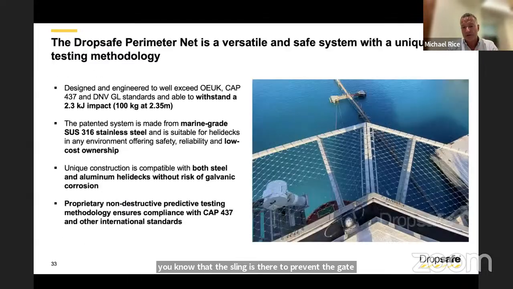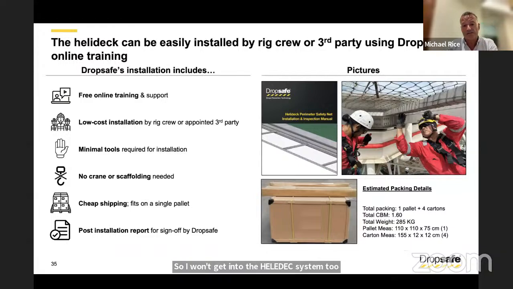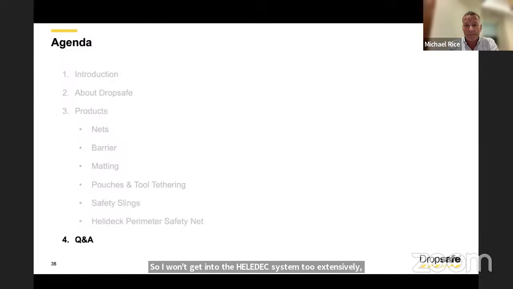We also do offer a helideck system, but from what I understand of the Kuwait market, I think most of the people on the call today would be more linked to land-based drilling or to land-based facilities. So I won't get into the helideck system too extensively, but if anyone does require further information on this system, then I'm happy to provide that.